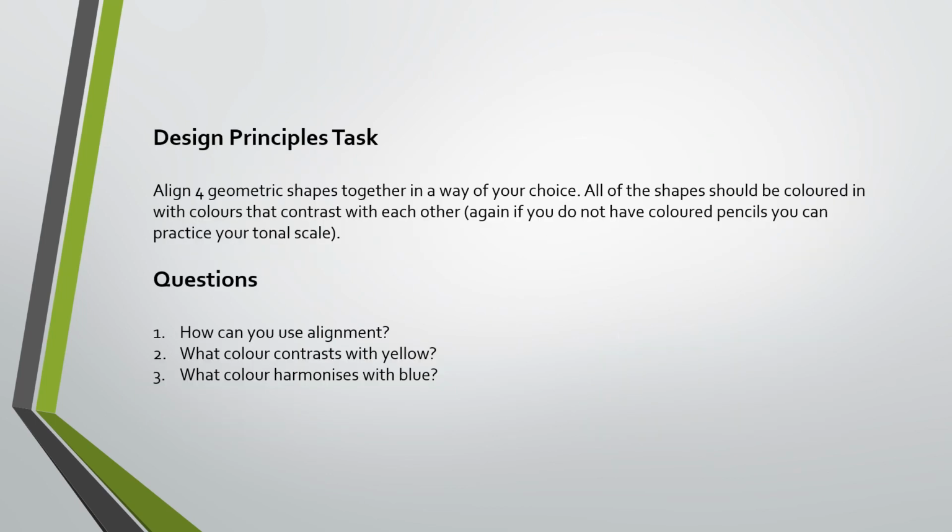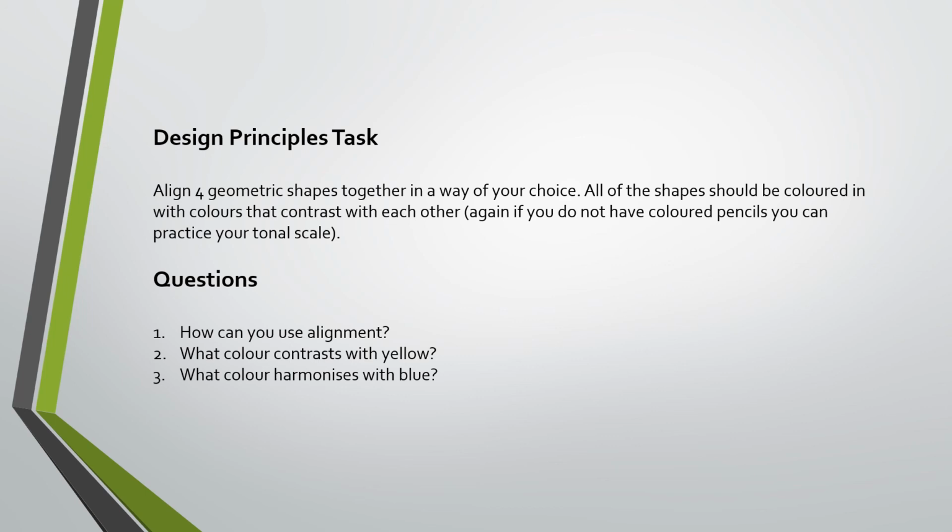Okay, so as the last task for this presentation, I would like you to align four geometric shapes together in a way of your choice. Remember, you can align them horizontally, you can align them vertically, you can even do a little bit of both. All of the shapes should be coloured in with colours that contrast with each other. So I would like you to colour in each of the four shapes with colours that contrast well with each other. You can have a wee think about that.